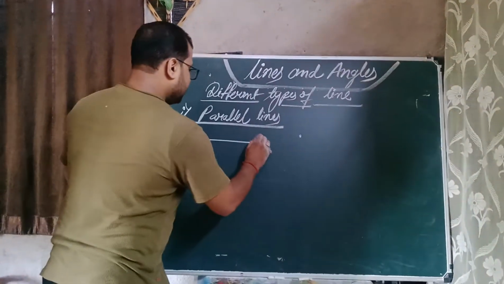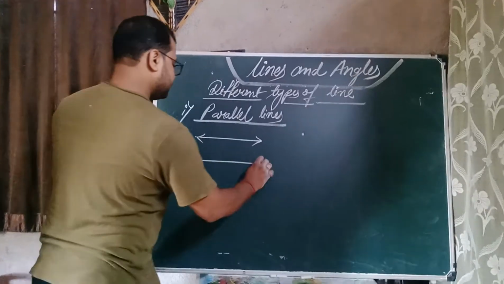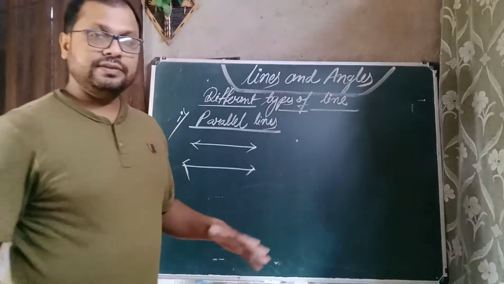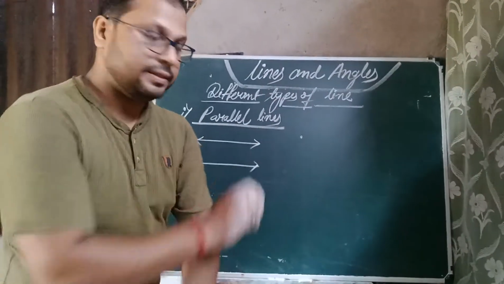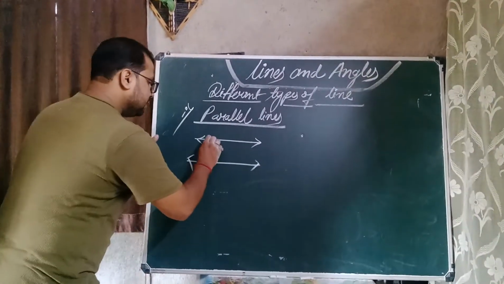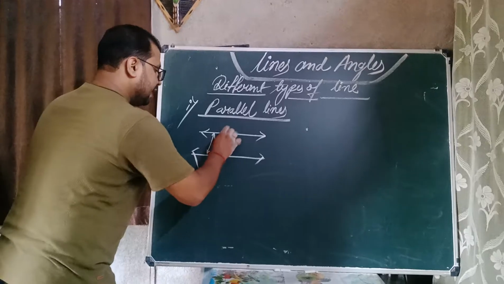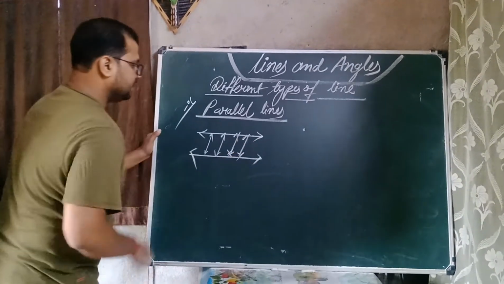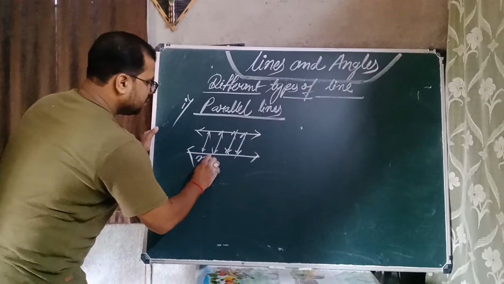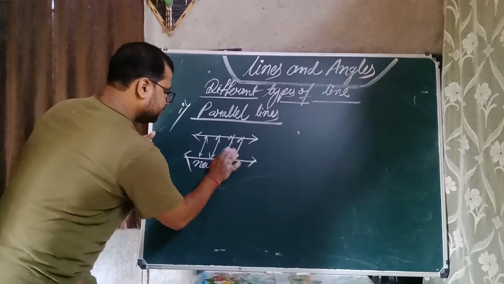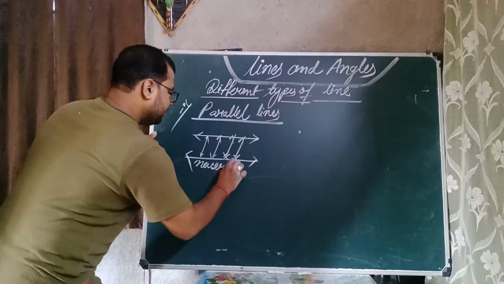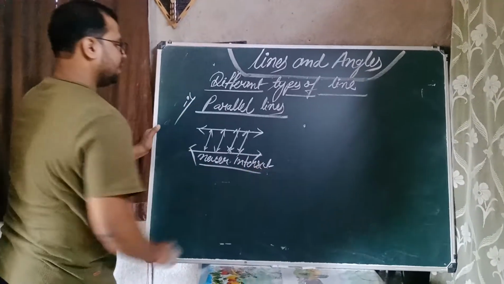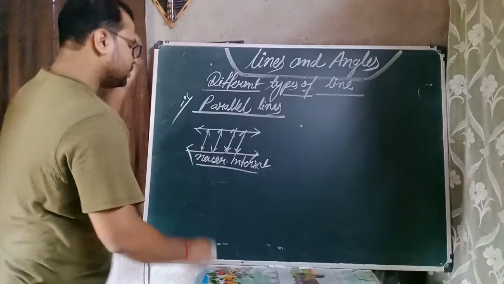So when we draw the lines, suppose in this way, these lines will never intersect. These lines will never cross each other like this. Never. It means they will have a parallel gap. They will never intersect. Such lines are called parallel lines. Parallel lines are shown like this.